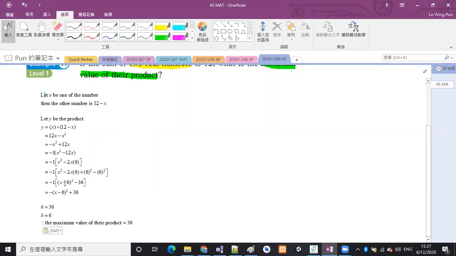When x is equal to 6, one of the numbers is 6, and then the other number is 12 minus 6. It is also 6. Then the maximum value of their product will be 36.